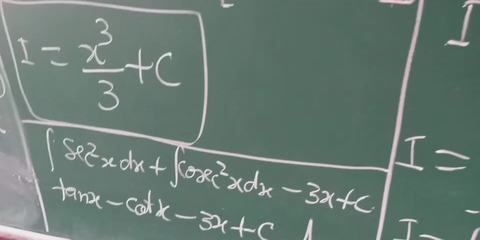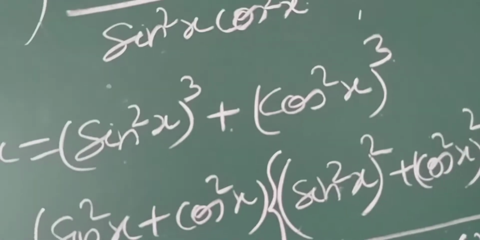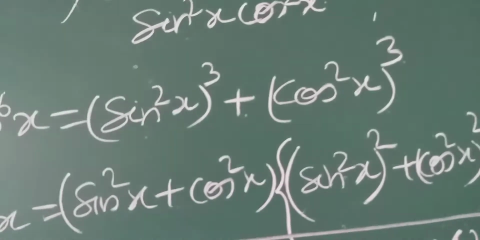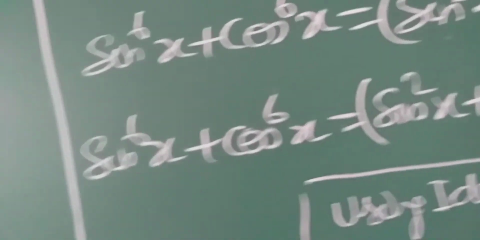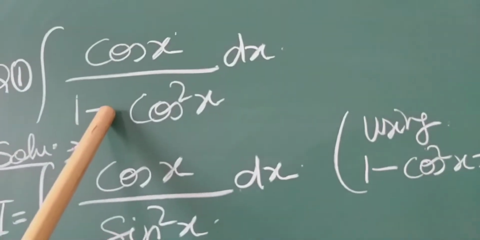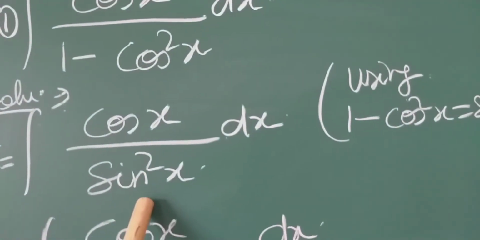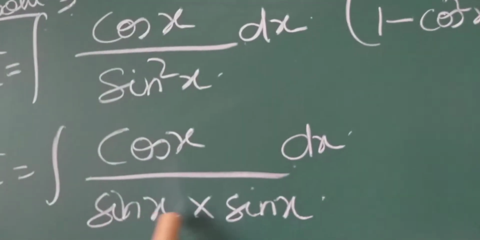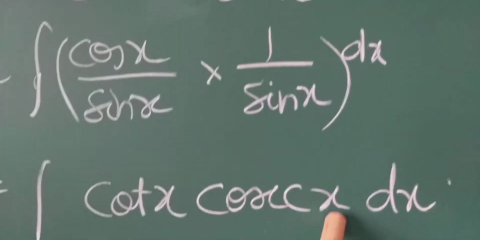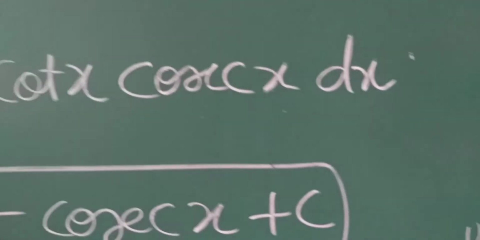Okay students, you will remember one thing. To find integration, we have to remove the sign of multiplication and division. In question number 1, you can say, students, there is a sign of division. So to remove it, I changed 1 minus cos square x into sin square x and sin x into sin x. Then it is cot x and cosec x. Its integration we know. That's why it is solved.